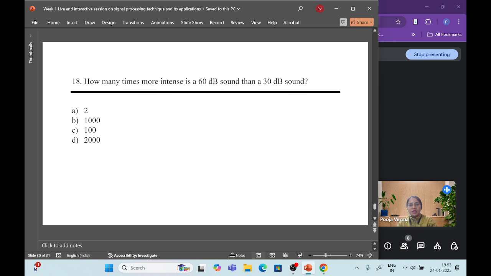So next question is, how many times more intense is a 60 dB sound than a 30 dB sound? How many times more intense is the 60 dB sound compared to the 30 dB sound? So what will be the answer? You want to try this question?